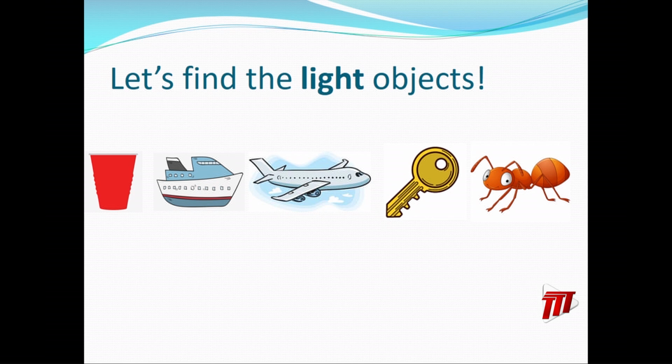Let's find the light objects. A cup. Is a cup heavy or light? A cup is light. A massive ship. That's very heavy. An aeroplane. Can you lift an aeroplane? Nope. An aeroplane is heavy.